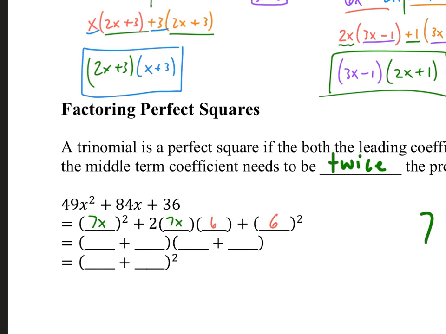Okay, so I start on the front, figure out what the square root of this is, go to the end, figure out what the square root of that is, and in the middle, it would fill in both of them. Okay, and so where this ends up going, if you run through all the factoring, is 7x plus 6 times 7x plus 6, which of course would be 7x plus 6 squared.